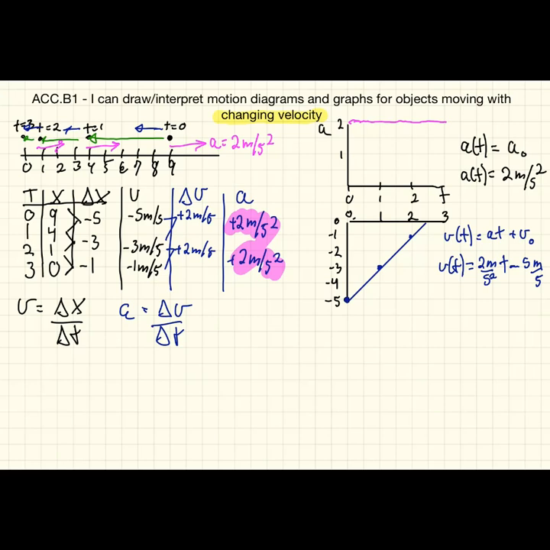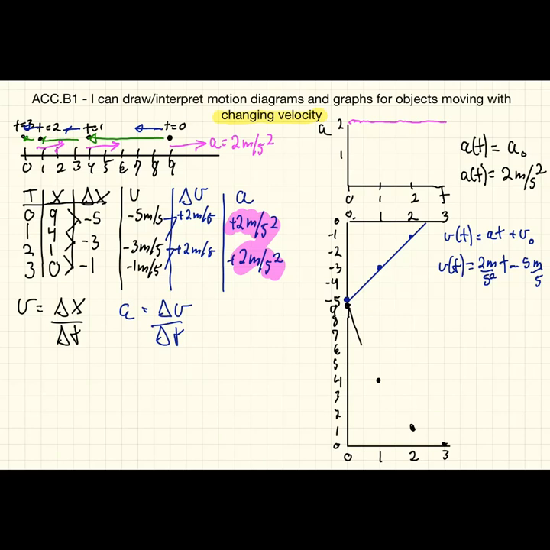All right, the last thing I'm going to draw is we need our position as a function of time. So again, I've got 0, 1, 2, and 3 seconds, and 0, 1, 2, 3, 4, 5, 6, 7, 8, 9. And I'm going to look at my graph here, and I'm going to see at 0 seconds, I'm located at 9. Then at 1 second, I'm located at 4. At 2 seconds, I'm located at 1. And at 3 seconds, I'm located at 0.